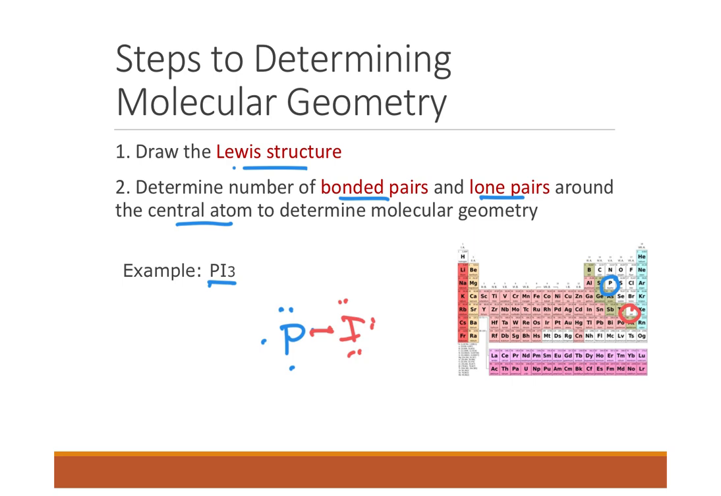6 are lone pairs on the iodine, but that doesn't matter because the lone pairs on the atoms that are not the central atom do not count. They do not affect the shape. So you're only worried about lone pairs on the central atom. So there's only 1 lone pair. There are 3 areas of shared electrons. And if you go back through this video, you'll see this is our pyramidal shape. So the molecular geometry for phosphorus triiodide is pyramidal.